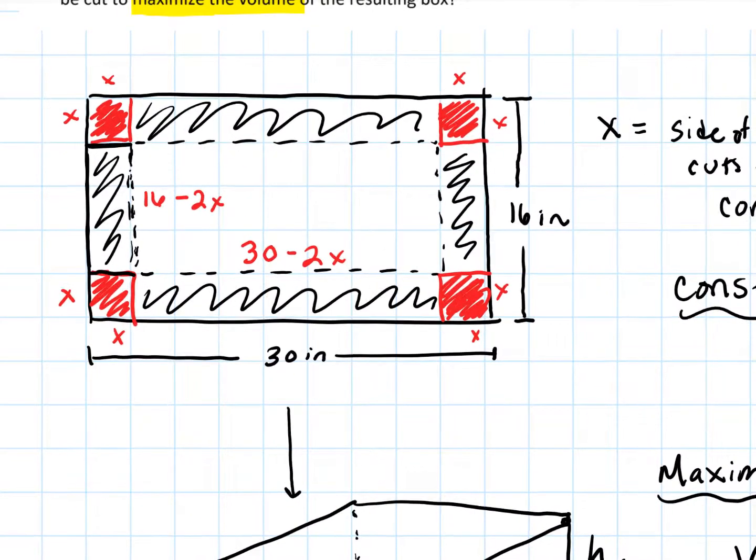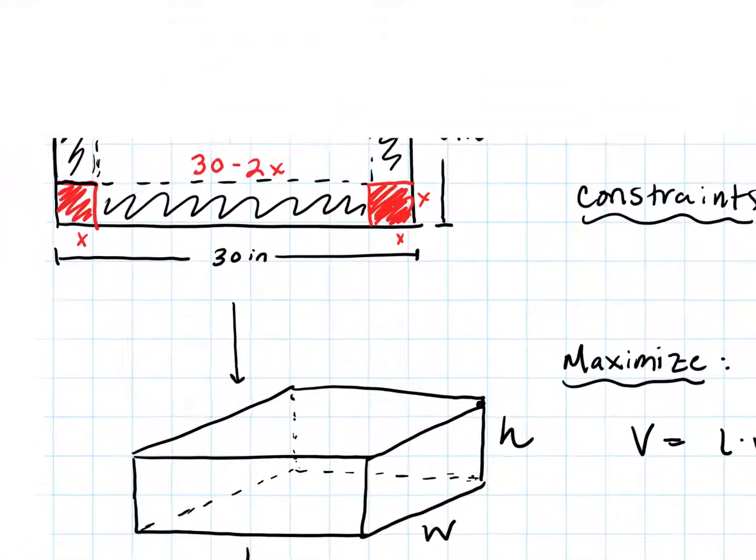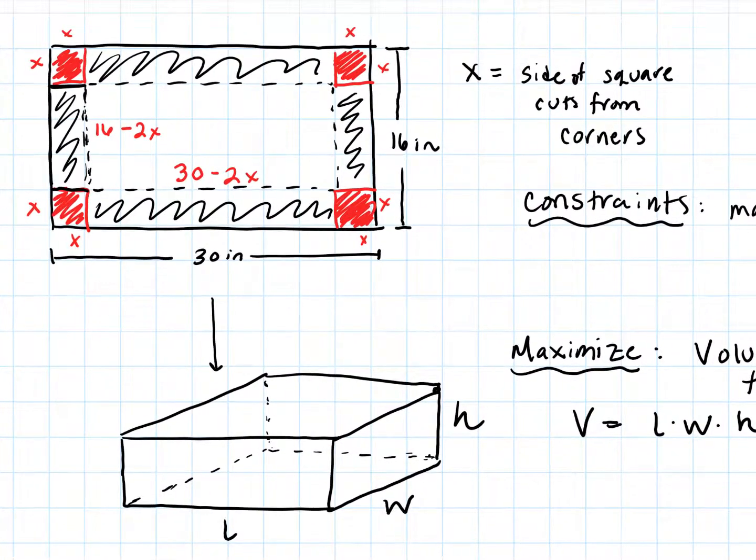So we're taking our box. When we cut those little corners out, what we're left with is 4 flaps and a base, the base being what's dashed out there in dashed lines, a base that has a length of 30 minus 2x and a width of 16 minus 2x. So that we could put back down on our box.